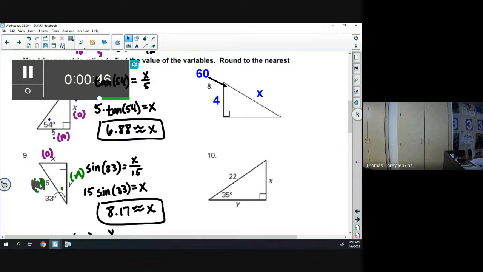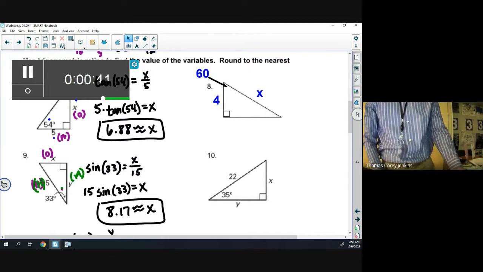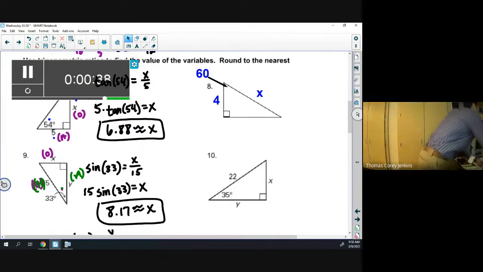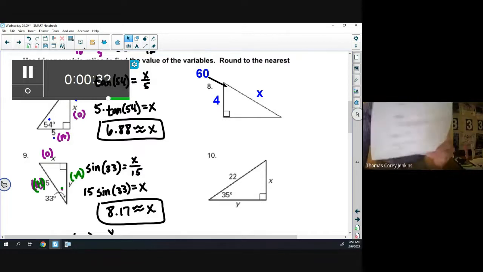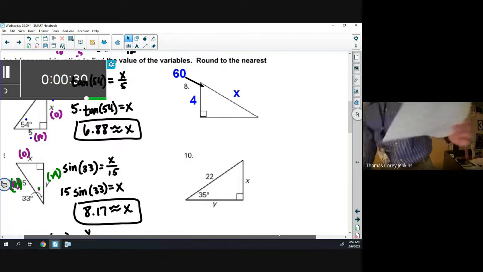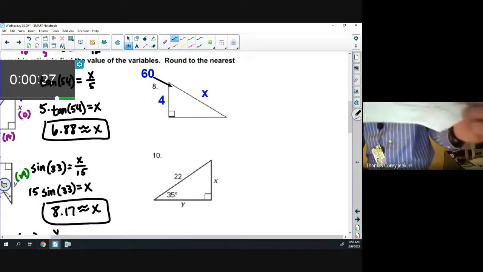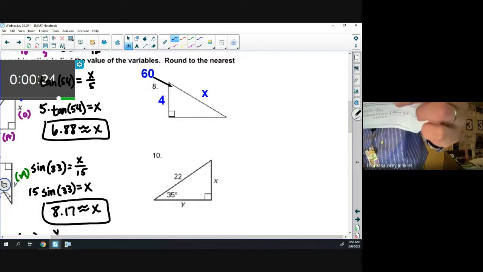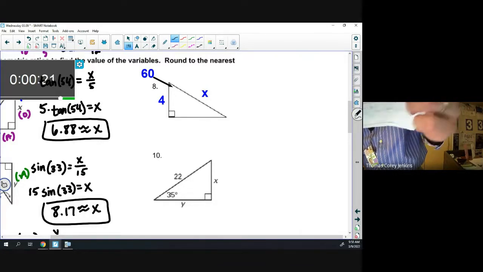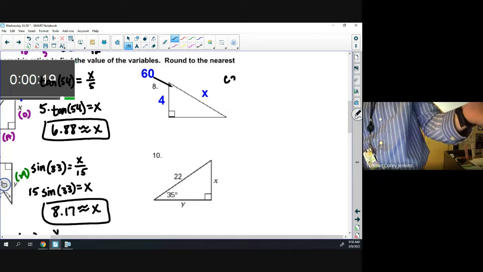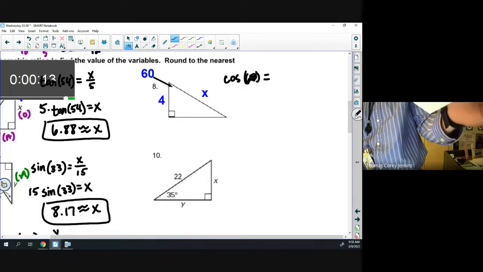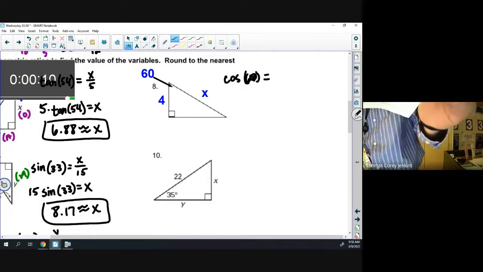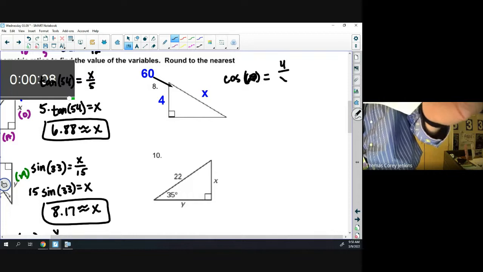All right, so just to kind of round out our video here, I'll start kind of working these out on the board. And again, this is kind of our big new example for the day. So all right, what I did on 8 was I used cosine of 60 equal to, and this gets a little bit tricky because it goes 4 over x.